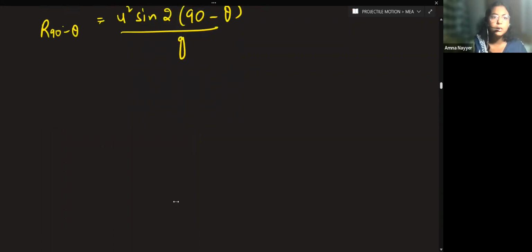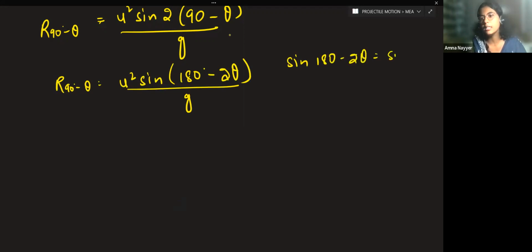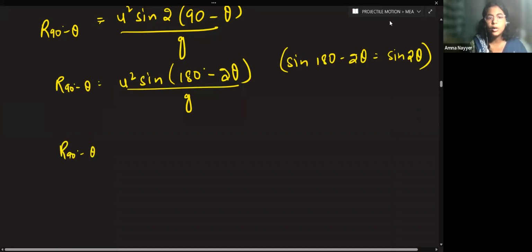So R at 90 degree minus theta, if you expand this, becomes u square sine (180 degree minus 2 theta) divided by g. Now there's one identity. I think some of you must be knowing this identity already: sine (180 minus 2 theta) is equal to sine 2 theta. Just remember all those identities that I have mentioned in the class, note them somewhere. Only those identities will be utilized. So R at 90 minus theta will be u square sine 2 theta divided by g.